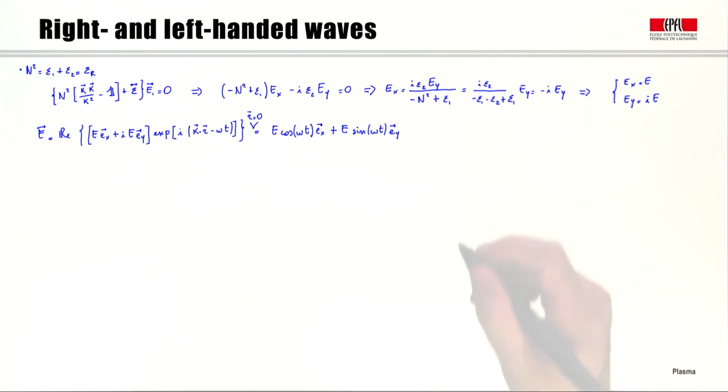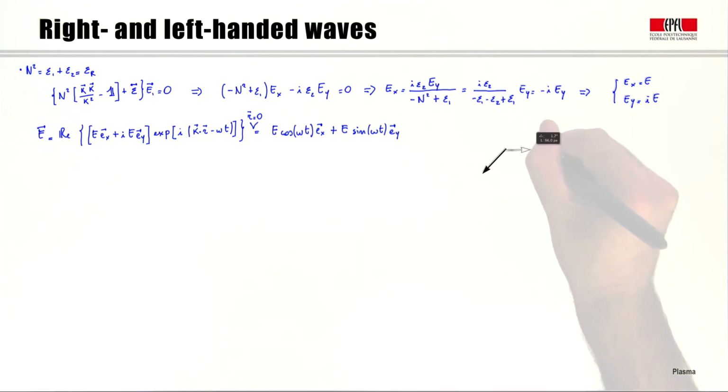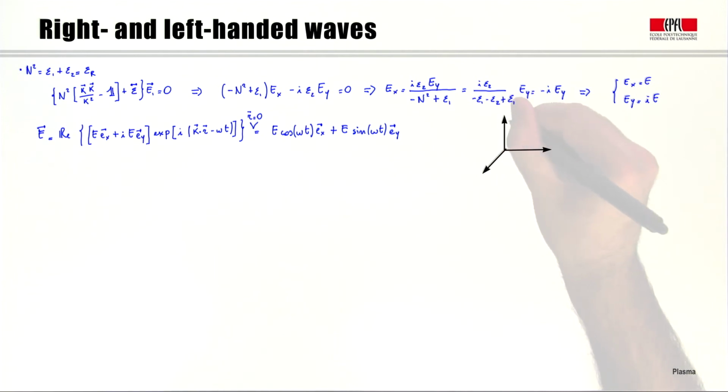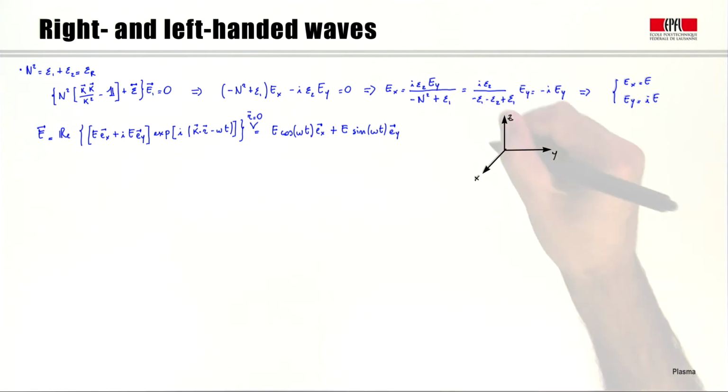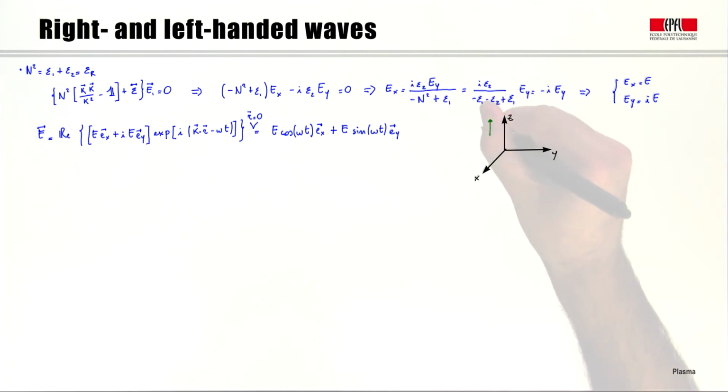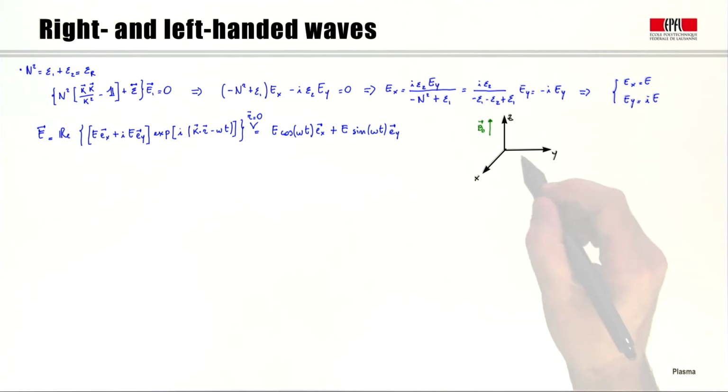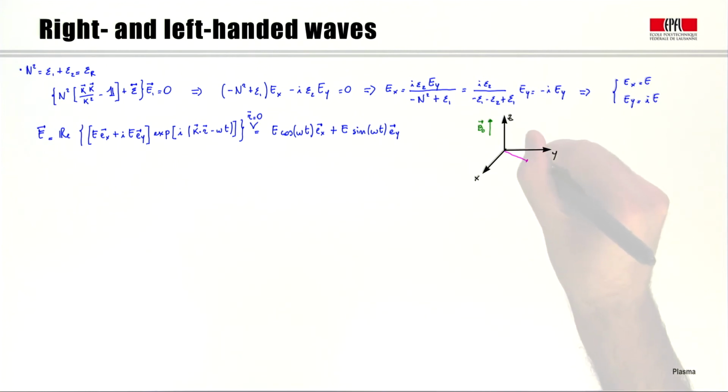Okay, so let's try to draw what we have just derived mathematically. So we have our 3D coordinates, x, y. The equilibrium magnetic field is in the z direction. The electric field will be on the xy plane, and its direction on the xy plane will evolve in time according to the law that we have just derived.